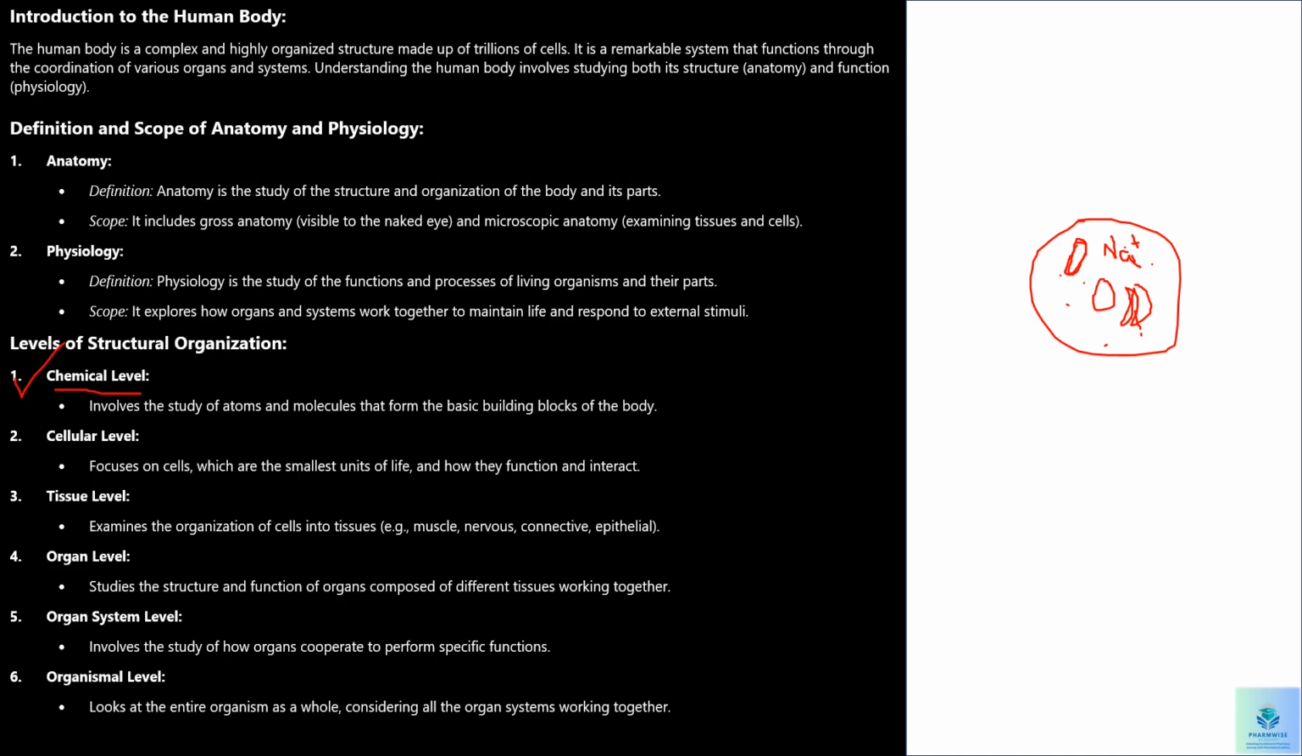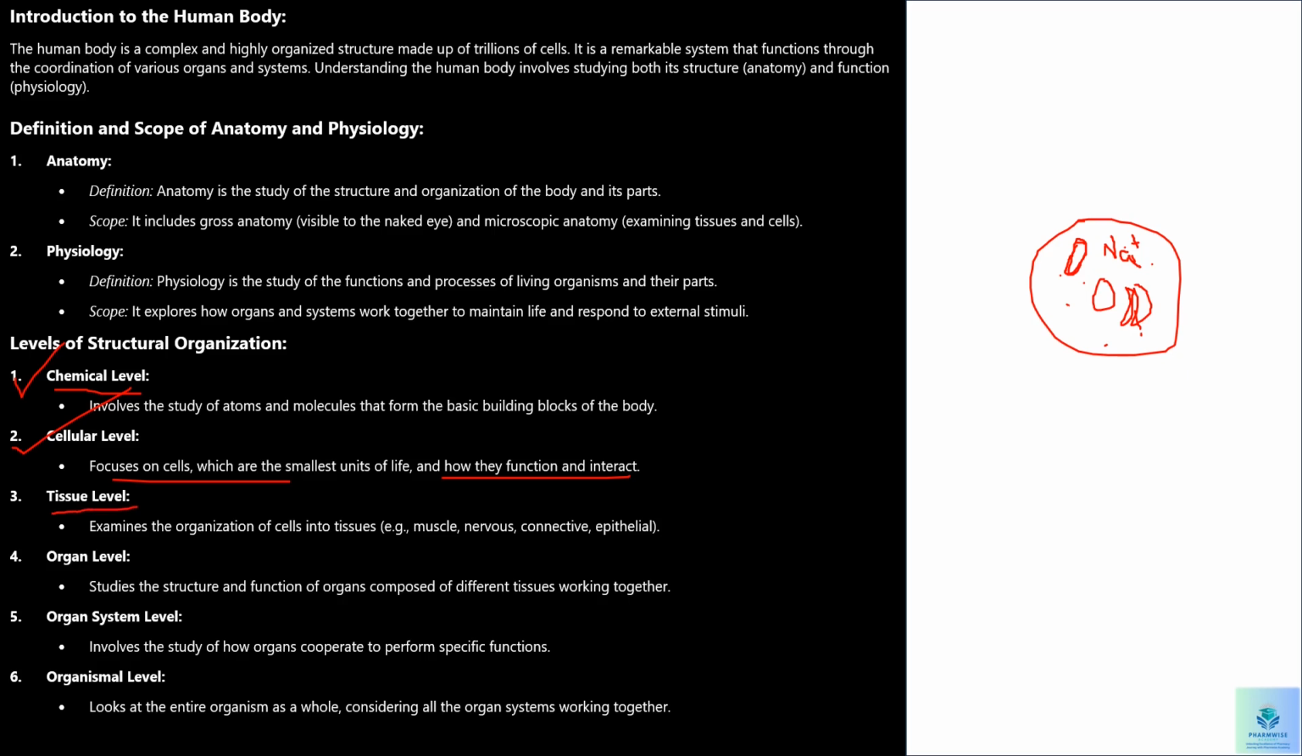Then these chemicals form the cell organelles, and cell organelles form the cell. Now this is the cell. As we all know, the cell is the basic structural and functional unit of life. This level focuses on cells, which are the smallest units of life, and how they function and interact. Next, the same kind of cells combine and form a tissue.